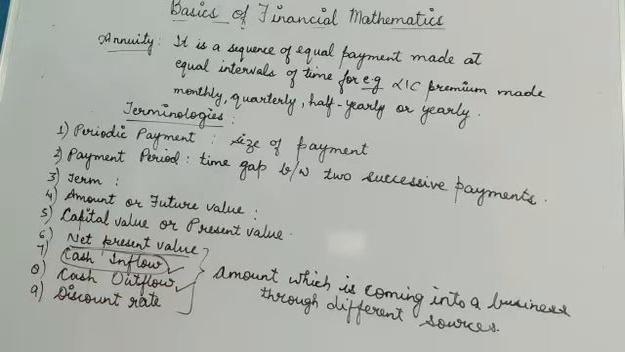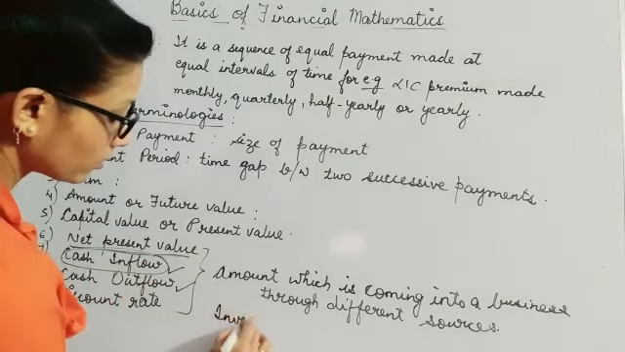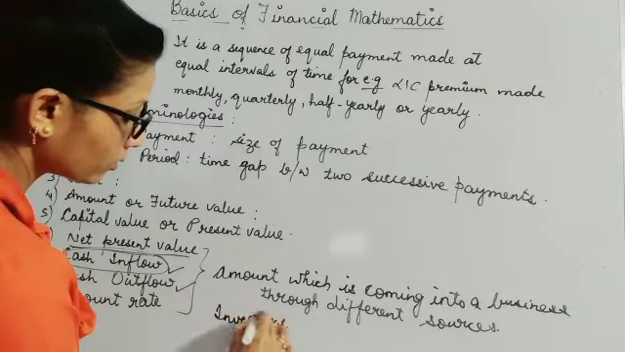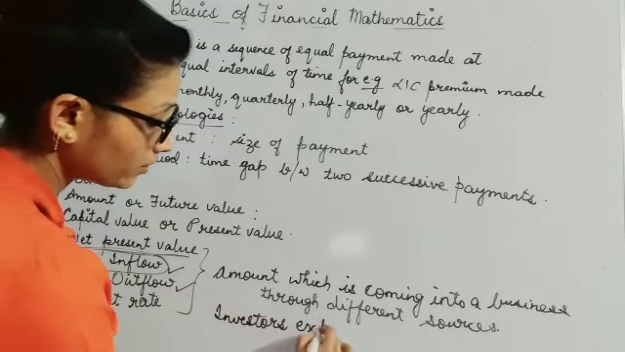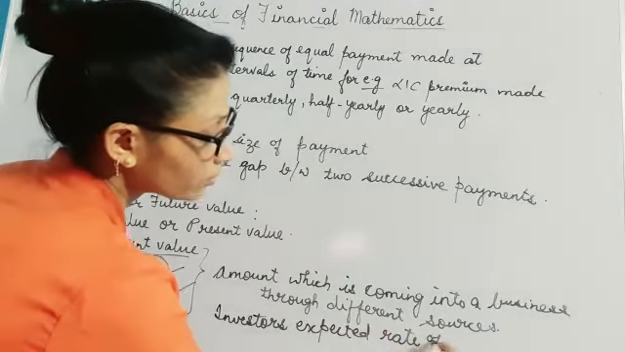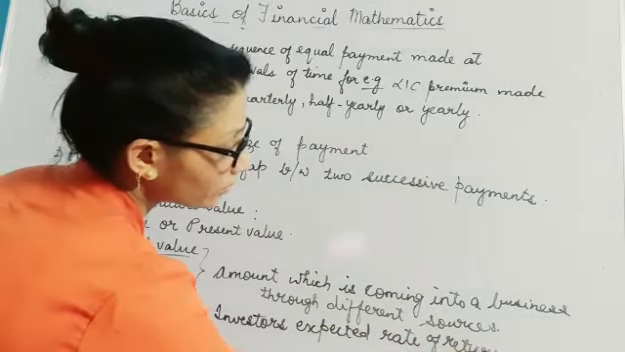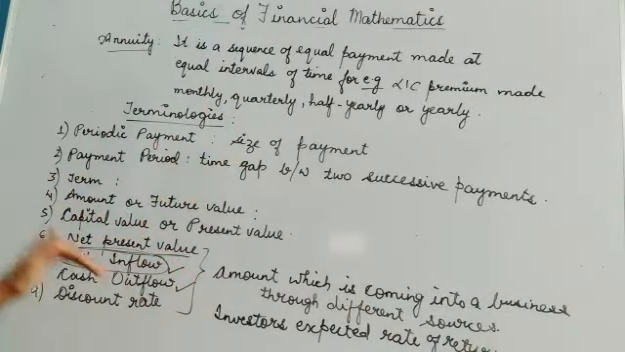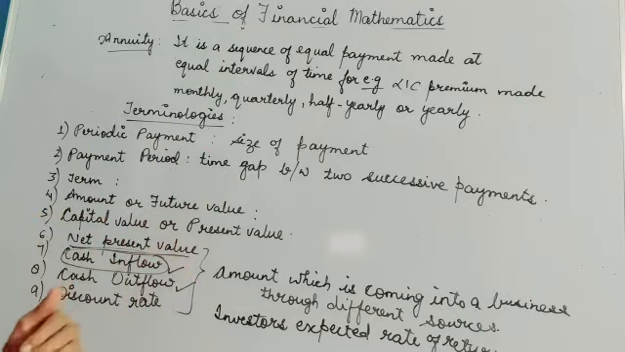Lastly, it is the discount rate, and this is the investor's expected rate of return. That means after giving a discount, how much he is going to have in his pocket is your discount rate.